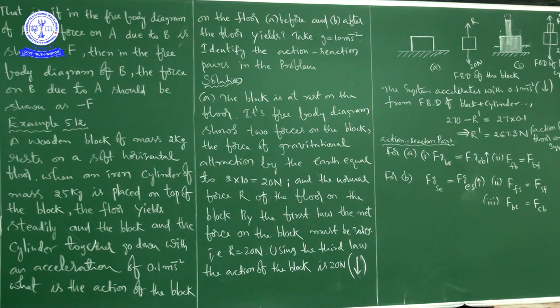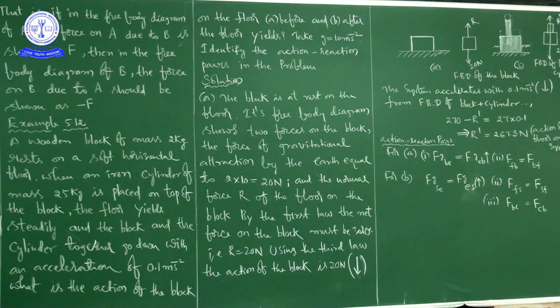A wooden block of mass 2 kg rests on a soft horizontal floor. When an iron cylinder of mass 25 kg is placed on the top of the block, the floor yields steadily and the block and the cylinder together go down with an acceleration of 0.1 meter per second square. We have to find what is the action of the block on the floor. A. Before yielding, B. After yielding. Asking to take g value as 10 meter per second square and also asking to identify the action and reaction pairs in the problem. Okay, right.